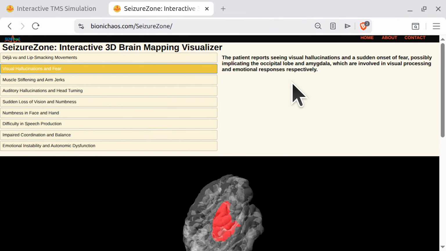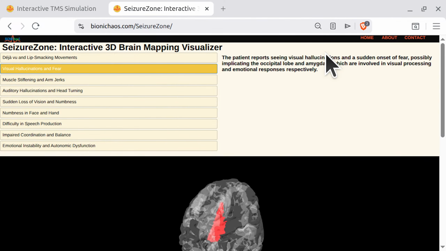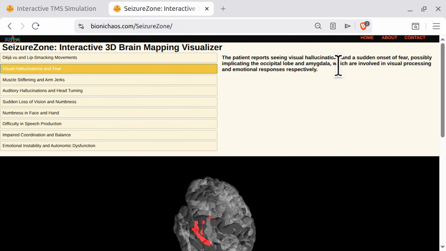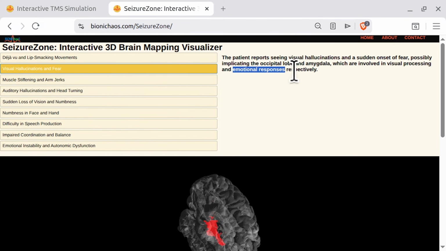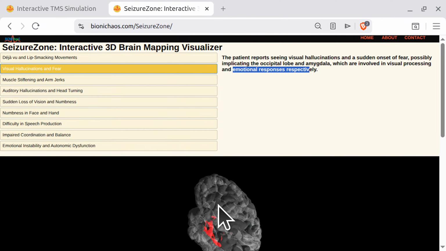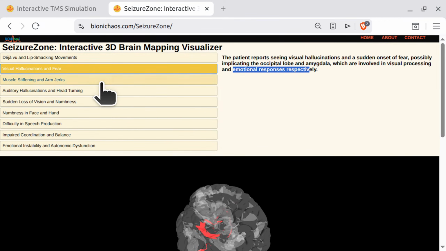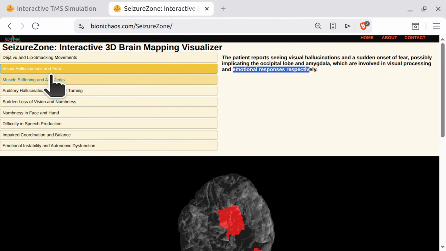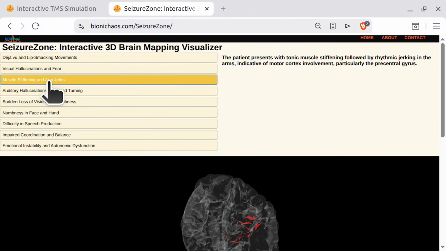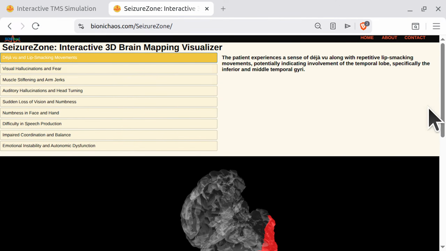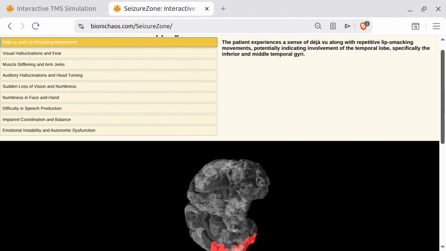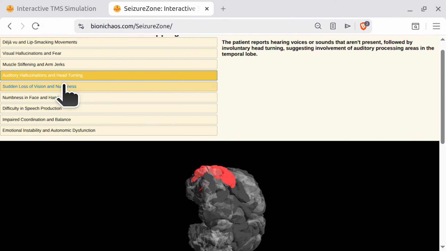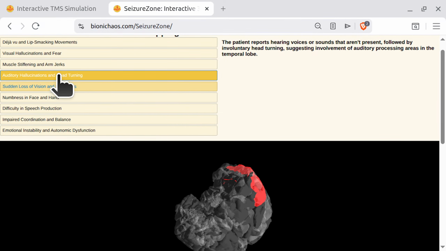The patient reports seeing visual hallucination and sudden onset of fear, possibly implicating the occipital lobe and amygdala, which are involved in visual processing and emotional processes respectively. So yeah, it's highlighting these two regions of the brain. And you have a list of these things, like deja vu, lips making movements, visual hallucination, fear, muscle stiffening, and arm jerking. It's hard to show because it doesn't fit the screen really well. What else we've got? Auditory hallucination and head turning. I don't know why they are combined, but okay.